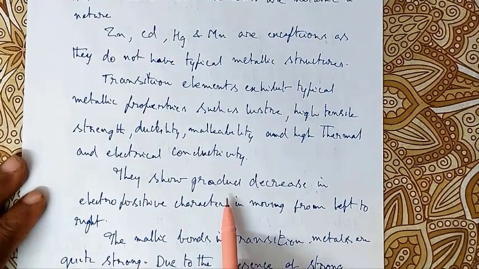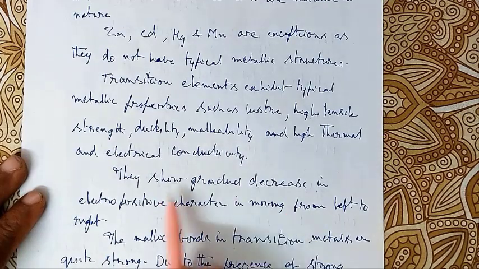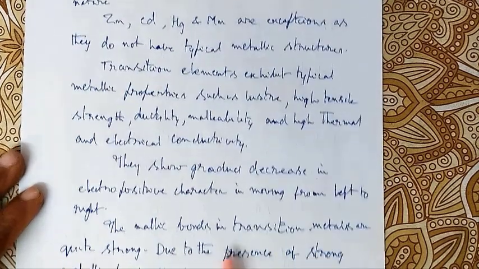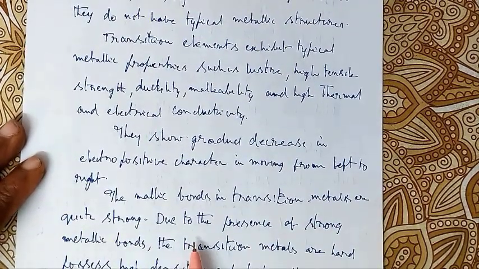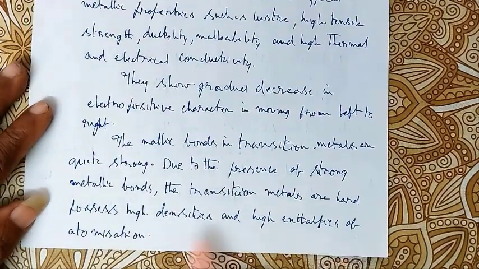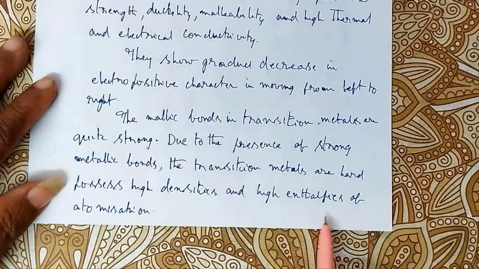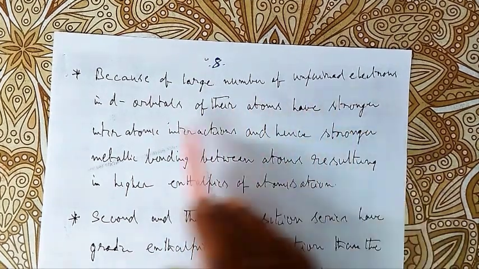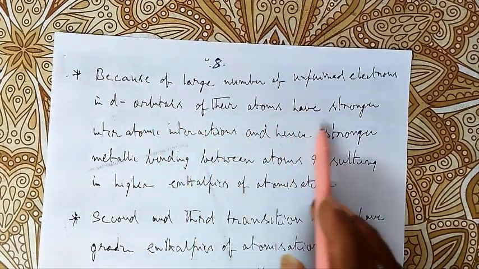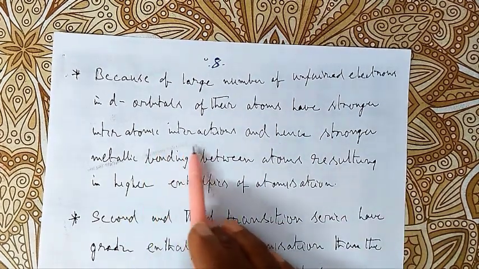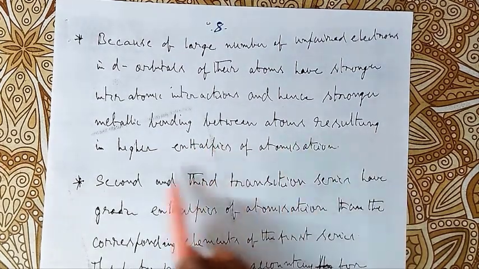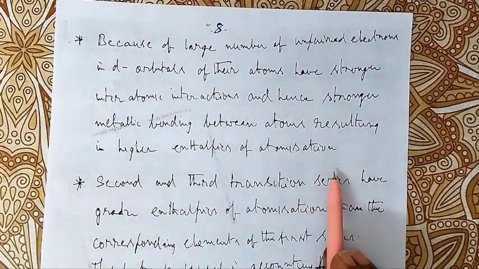They show gradual decrease, that is regular decrease in the electropositive character in moving from left to right. The metallic bonds in transition metals are quite strong. Due to the presence of strong metallic bonds, the transition metals are hard, possess high densities and high enthalpies of atomization. Because of the large number of unpaired electrons in d orbitals of their atoms, they have stronger interatomic interactions and hence a stronger metallic bonding between atoms, resulting in higher enthalpies of atomization.